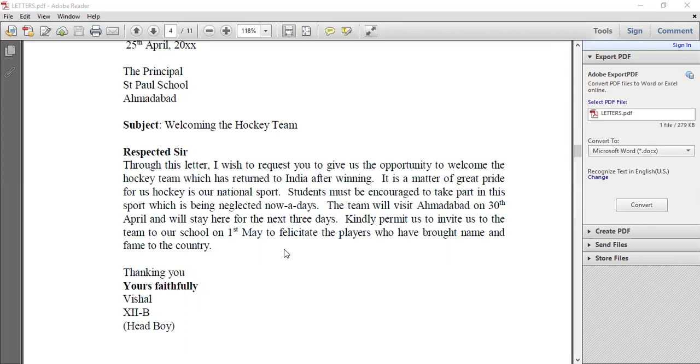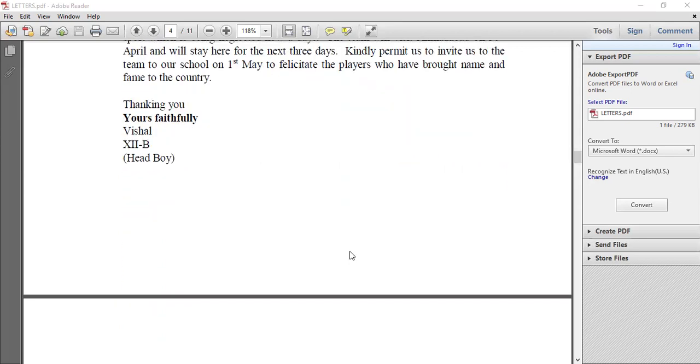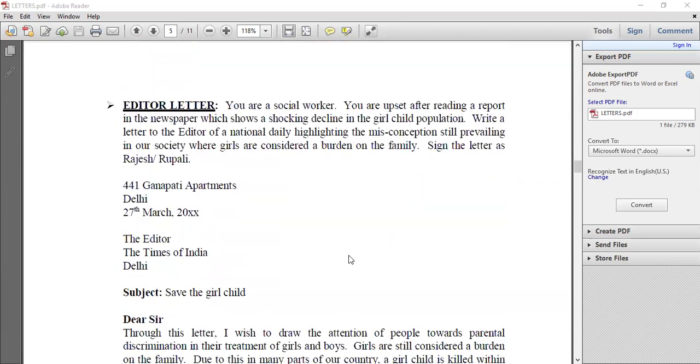When we are applying for a job, when we are making a request, when we are applying to a higher authority, we need to use politeness. This is the way the head boy, the sender, has written this letter. So we can also identify these things. The next letter is the letter to the editor.